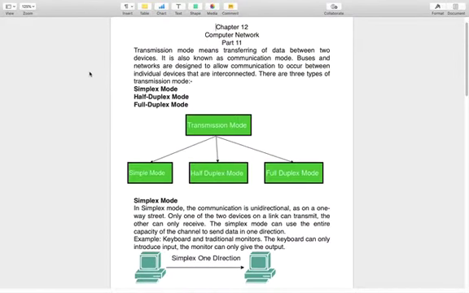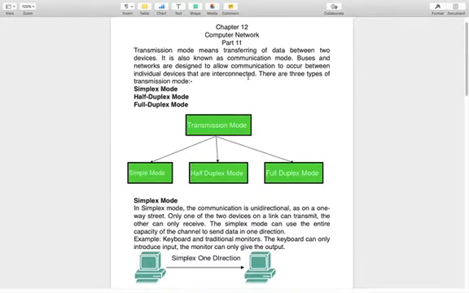Hello students, in today's class we learned a very important topic: transmission mode. Transmission mode means transferring of data between two devices. It is also known as communication mode. Buses and networks are designed to allow communication to occur between individual devices that are interconnected.